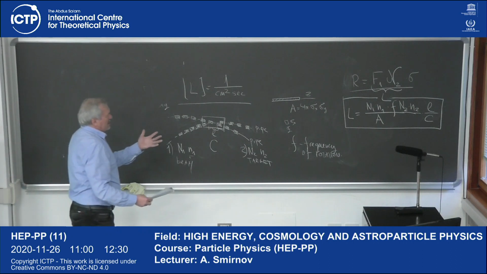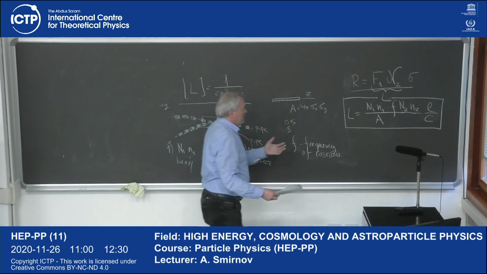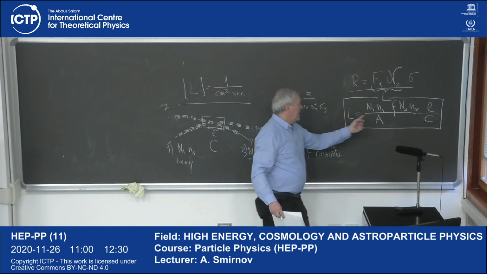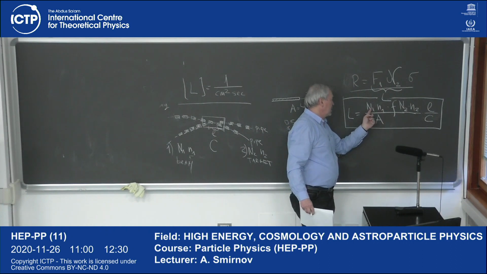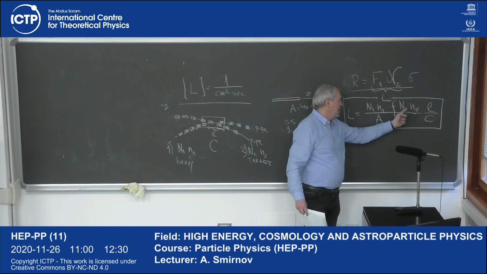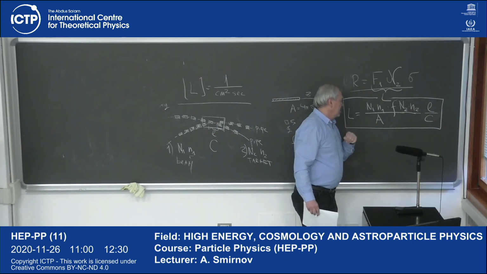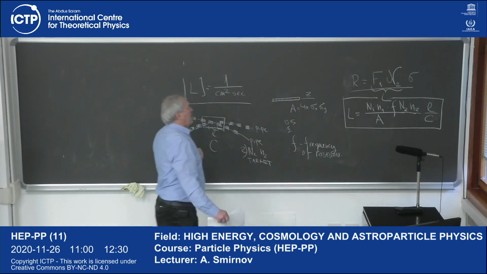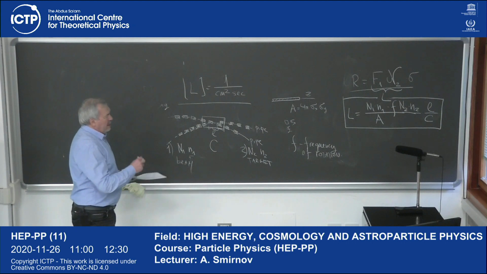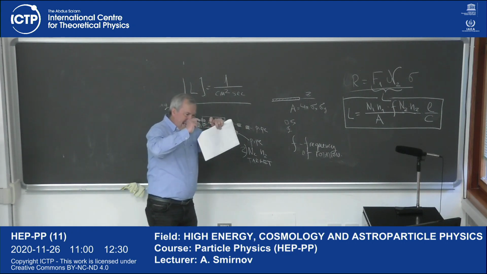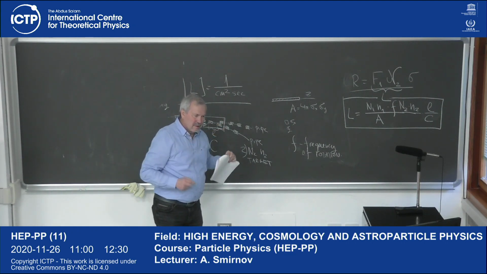And the formula is more or less clear, the physics is transparent. Of course, the bigger the numbers N1 and N2, the bigger the frequency, the bigger the luminosity, right? And here is A, the area, because the denser you make it, the more collisions you will have.